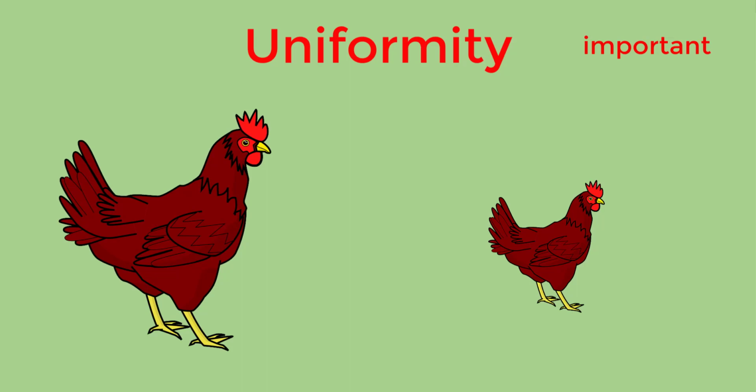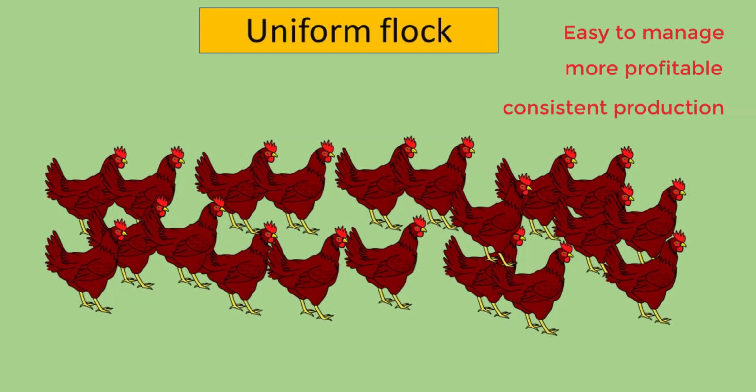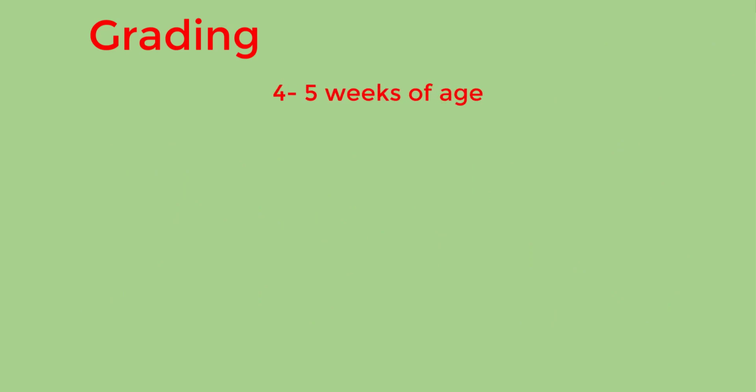If the flock is uniform, that means the majority of birds are within the same weight range, which makes it easier for you to manage them and to get optimum results. A well-graded poultry flock is easier to manage, more profitable, and has consistency in production. Grading should be done between 4 to 5 weeks of age. If done later than that, it becomes less effective. Now let's learn how to calculate uniformity and grade birds using uniformity.